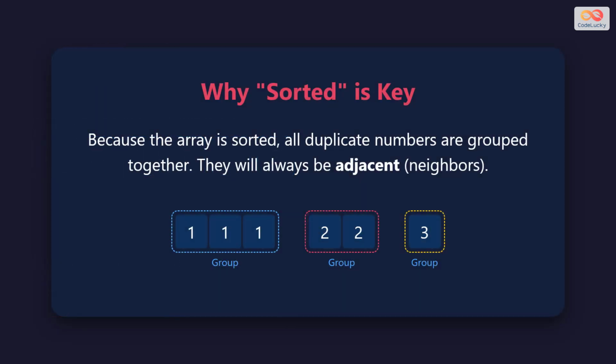The key detail here is that the array is sorted. This is a huge hint. It means all duplicate instances of a number are grouped together. You will never find a duplicate of a number 5 positions away. It will always be the immediate neighbor.